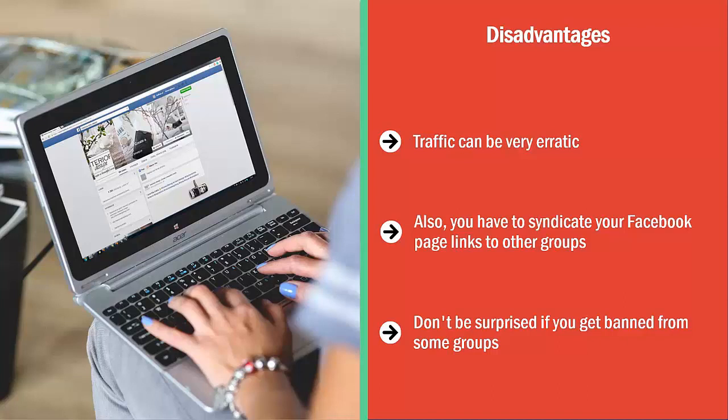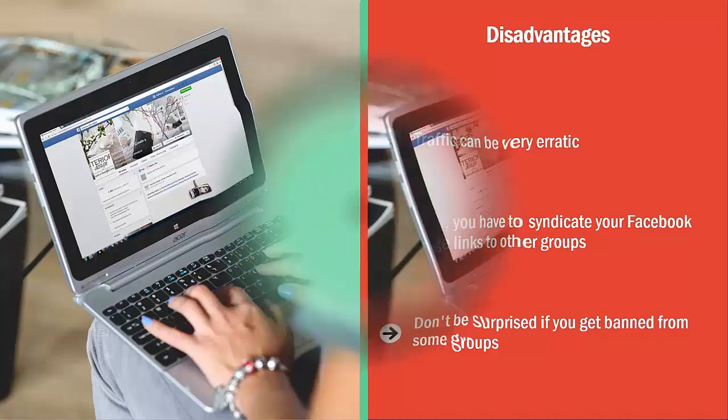Just like with forum marketing, the way to get around this is to engage first and establish some sort of credibility before you can start sharing your own page's links.